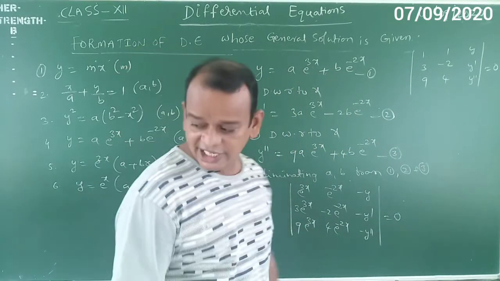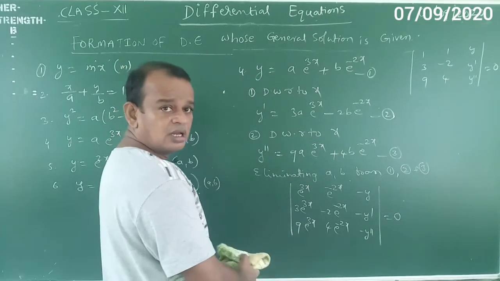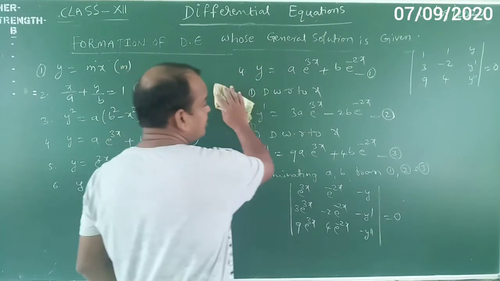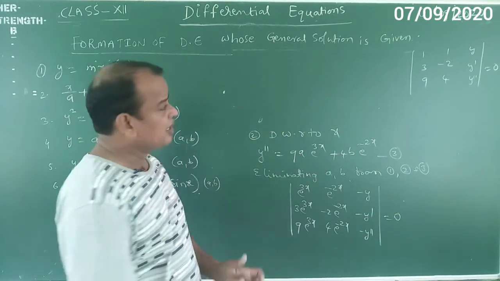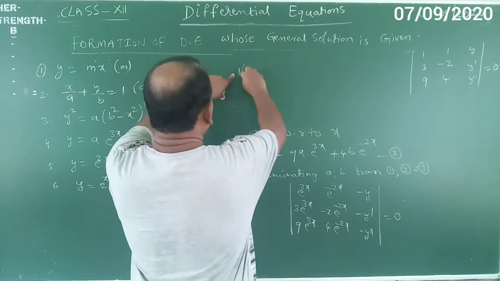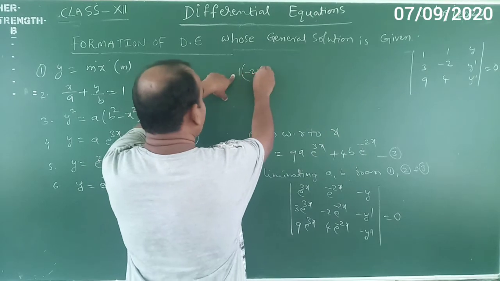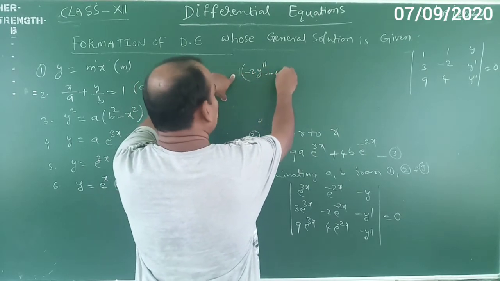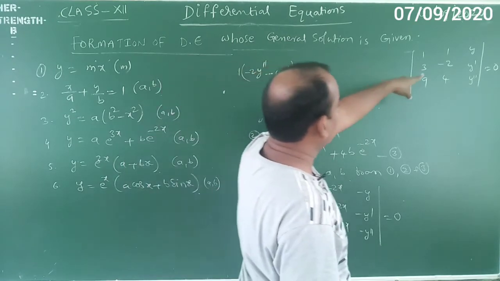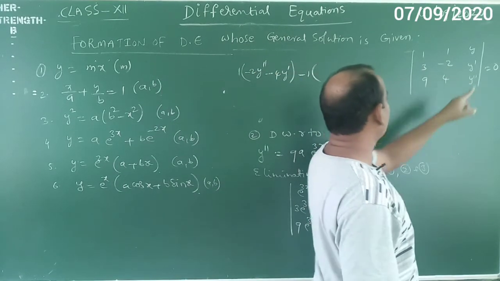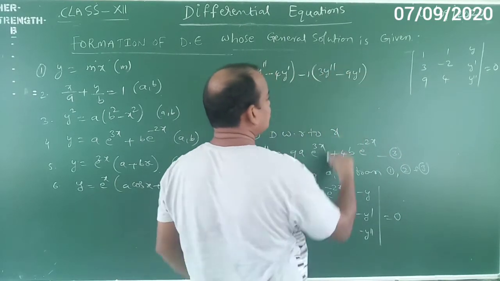Yes. Now the expansion is going on. What is the expansion? Tell me, my dear students. First, 1 into the determinant: 1 into minus 2 into y double dash, minus 2 y double dash, minus 4 y dash. Minus 1 into, yes, the cofactor of this one is negative, 3 into y double dash, minus 9y dash. I hope that you understood.